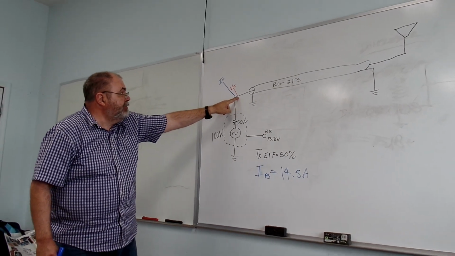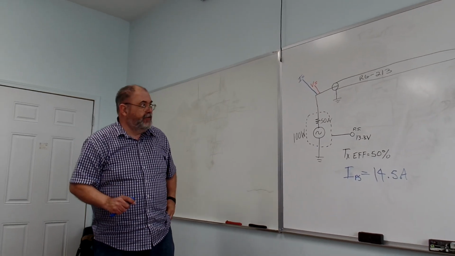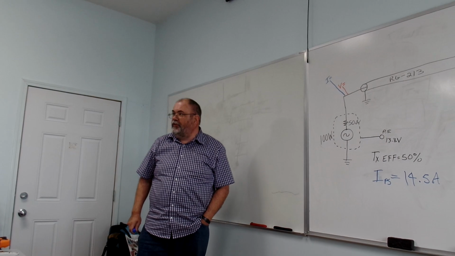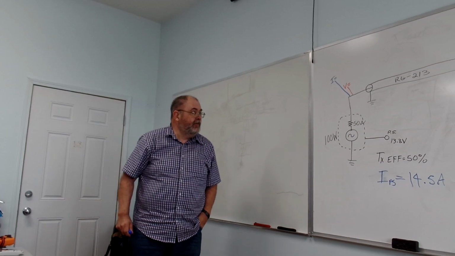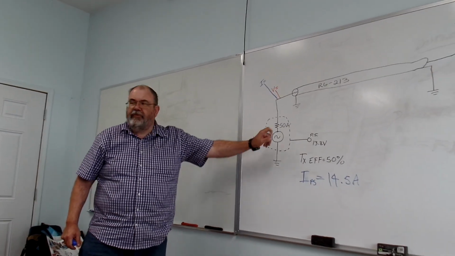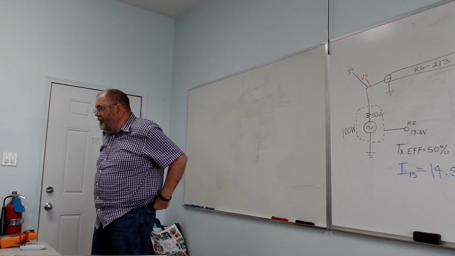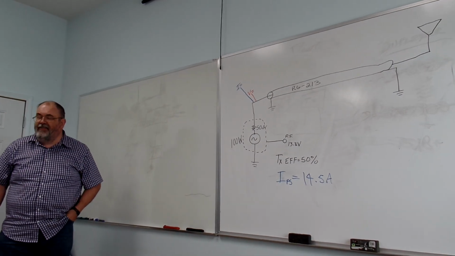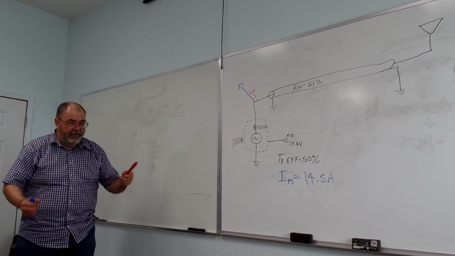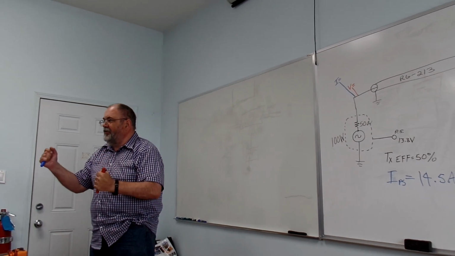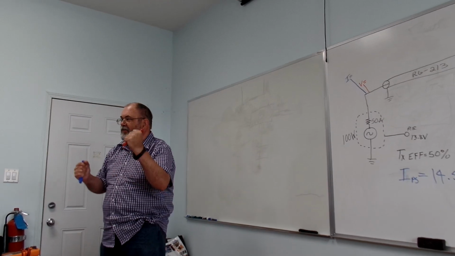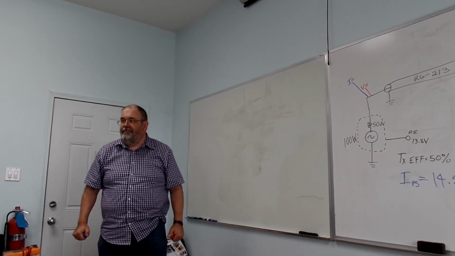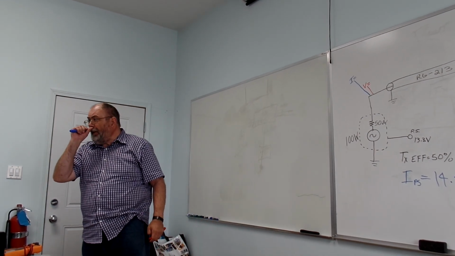So what is the current and the voltage at the entry of the feed line? At this point, right where the feed line connects to the back of our transmitter, what is the current and the voltage on that antenna connector? Solve for current and solve for voltage. Yep, you have 100 watts, you have 50 ohms, that's all you need.